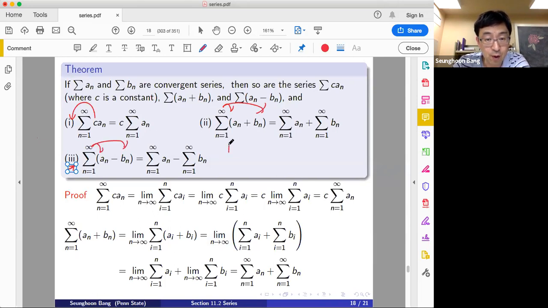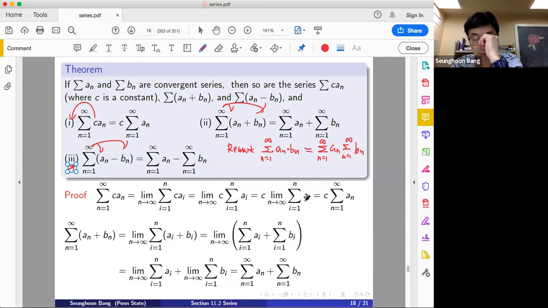I'm going to give one remark. Is this true or false? The summation n equal to 1 to infinity of an times bn. Is it true? Is it true or false? Distribute the summation. What's that? Is it true or false? What do you think? True?